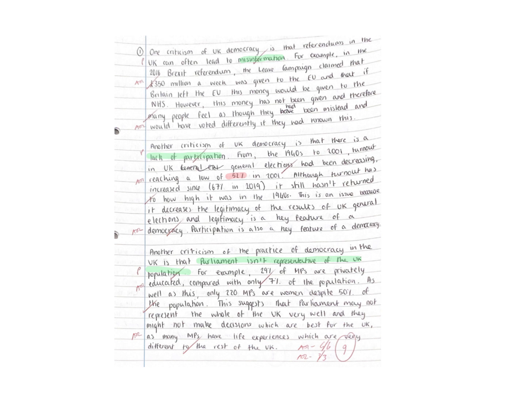And then the final one, Parliament doesn't represent the wider population. So, for example, 29% of MPs are privately educated, which reflects only 7% of the wider population. And then there's an underrepresentation of minorities too. The example given is women. This suggests Parliament may not represent the whole of the UK very well. They might not make decisions in the best interests of the UK. So we've got that analytical comment again.